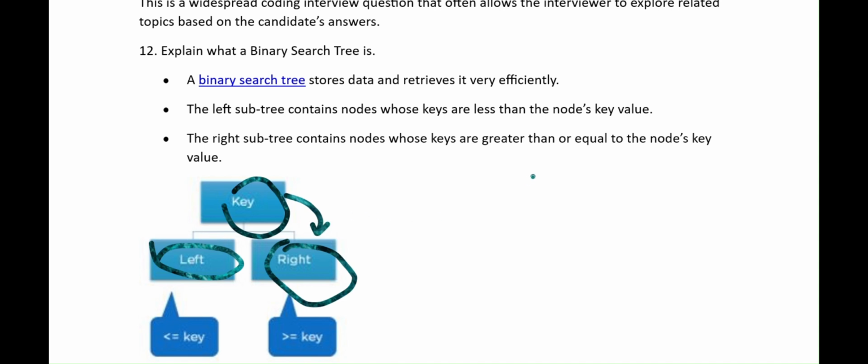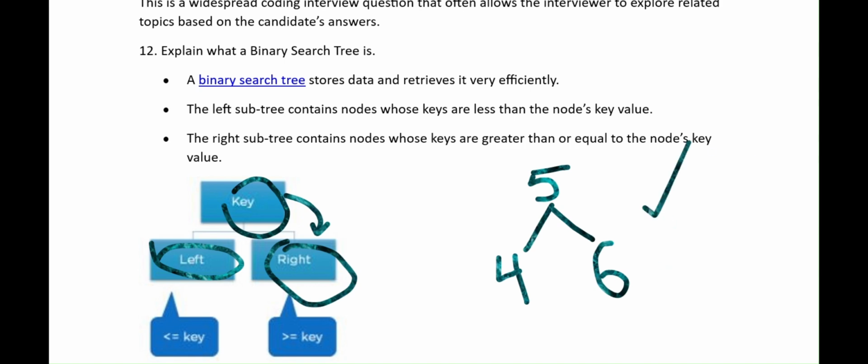For example, I will give an example. 5, 4, and here at the right node it should be greater than the 5, 6. This is an example of a BST, binary search tree.